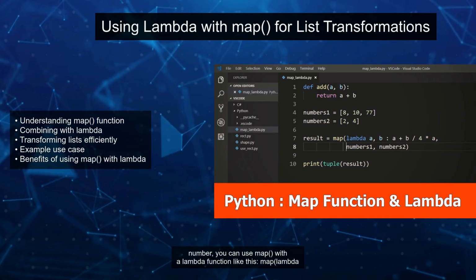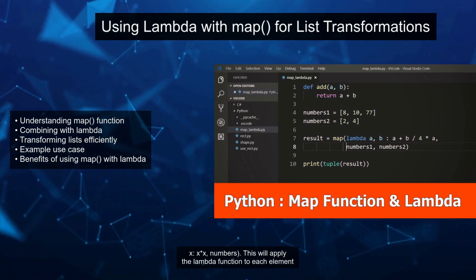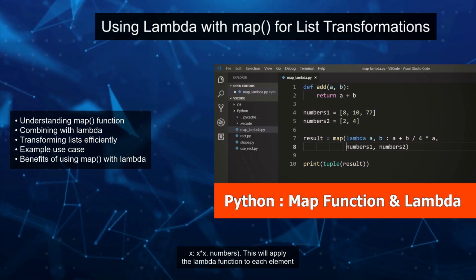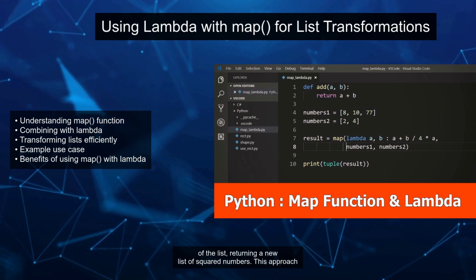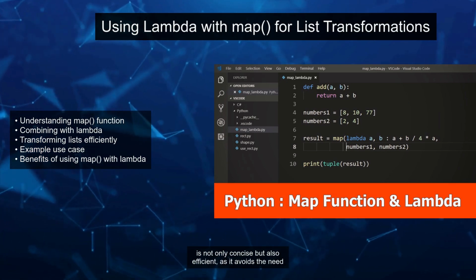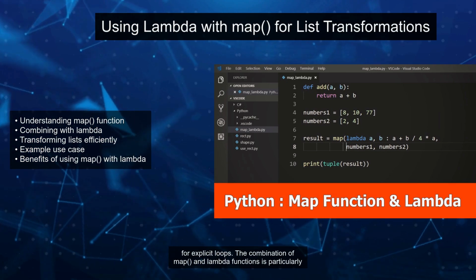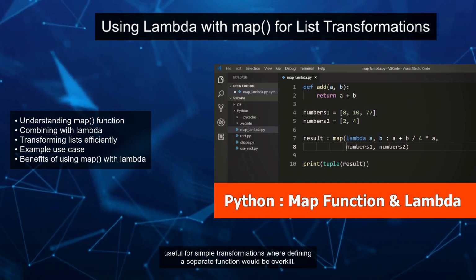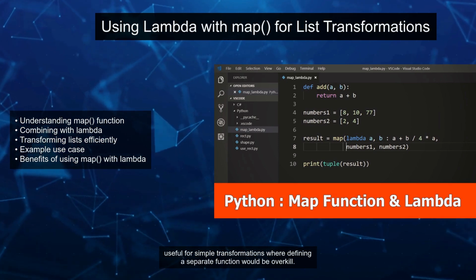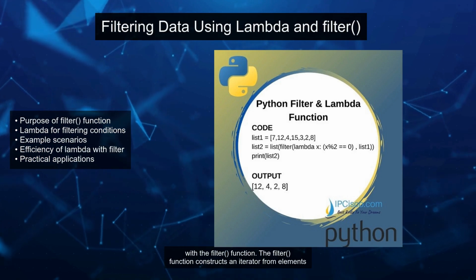can use map with a Lambda function like this: map(lambda x: x*x, numbers). This will apply the Lambda function to each element of the list, returning a new list of squared numbers. This approach is not only concise but also efficient, as it avoids the need for explicit loops. The combination of map and Lambda functions is particularly useful for simple transformations where defining a separate function would be overkill.